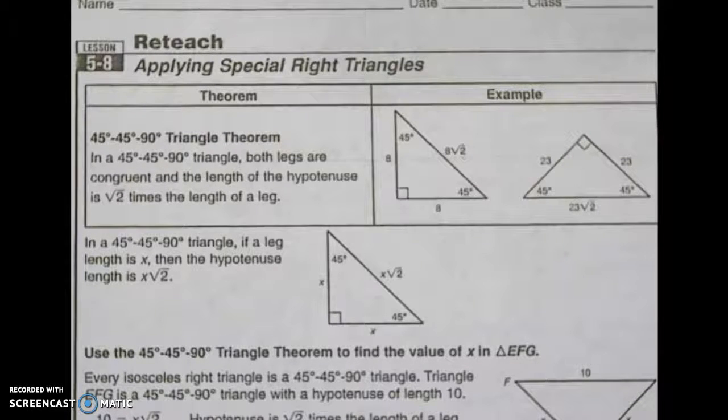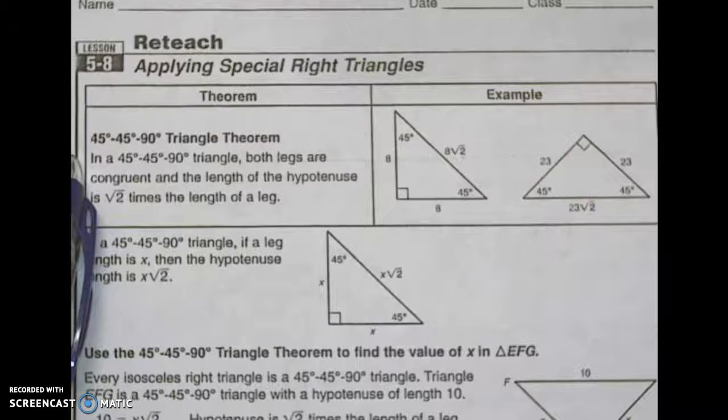The first special right triangle that we're taking a look at is called the 45-45-90 right triangle. In your 45-45-90 triangle, both of your legs are congruent, and the length of the hypotenuse is the square root of 2 times the length of that leg.